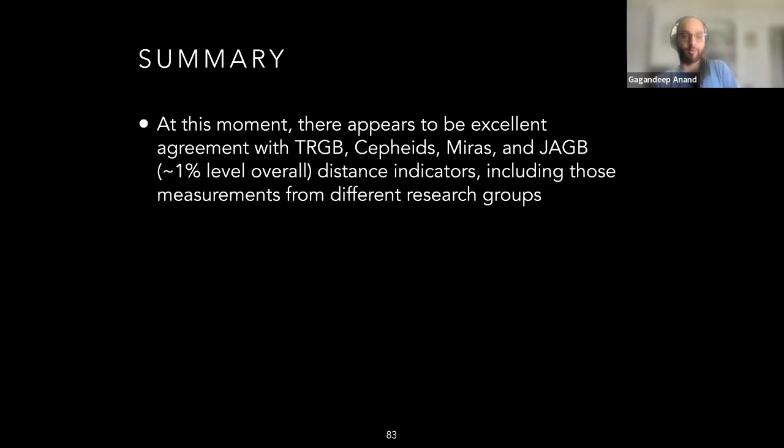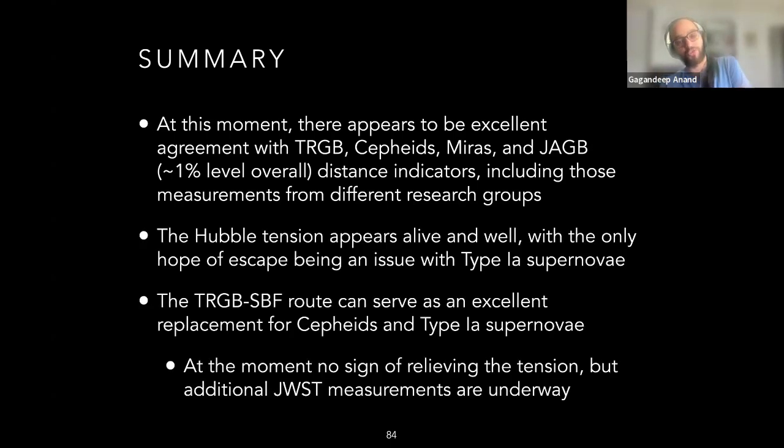And so at the moment, with respect to the Hubble tension, there appears to be excellent agreement between the different distance indicators, as long as you're comparing galaxy to galaxy distances, and as long as you are not looking at different subsets of the data. And so the Hubble tension appears to be alive and well, with the only hope of escape, I would say, at this moment being an issue with the Type 1a supernovae, or I don't even know. I think that's it. Otherwise, I think the universe is really messing with us.